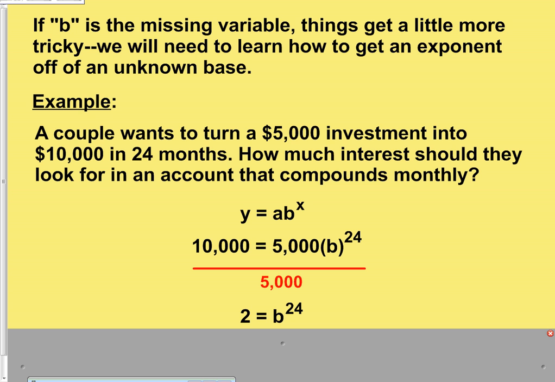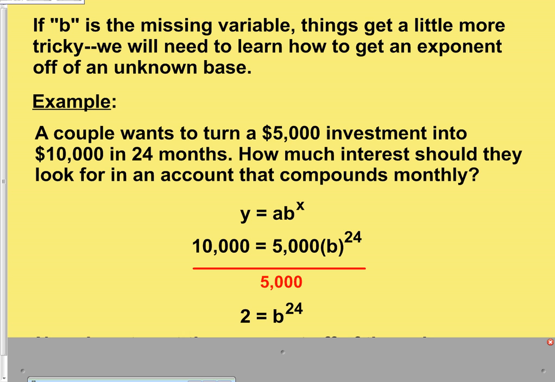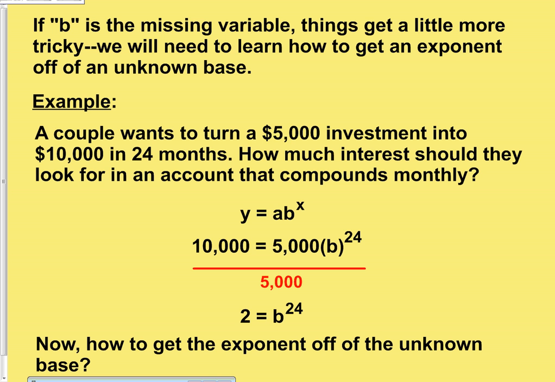Okay, well now we are in a situation where we need B isolated, but we have 24 B's multiplying times each other. Okay, well, that's not a good thing. So we're going to need to figure out how to get the exponent off of the unknown base. Okay, so let's take a look at what kind of math is going to happen here in order to get that exponent off of our b.